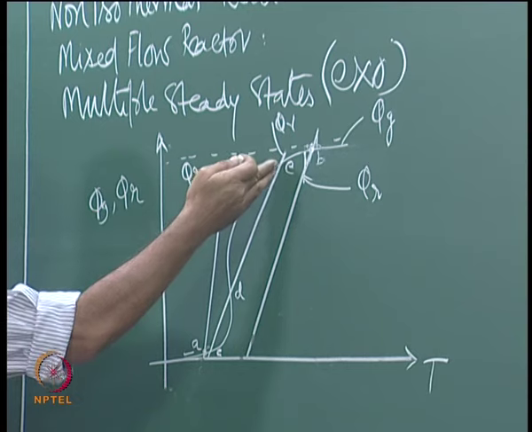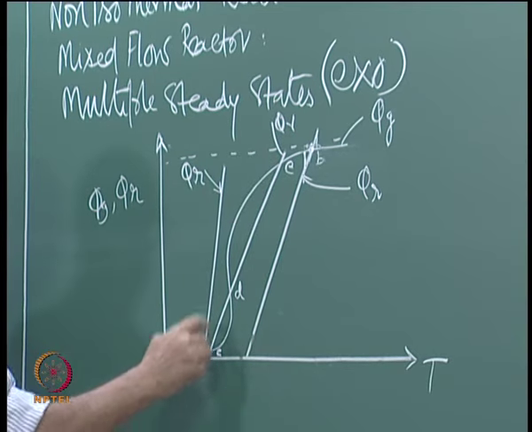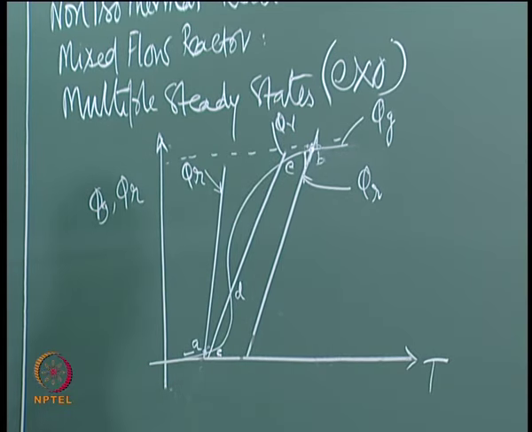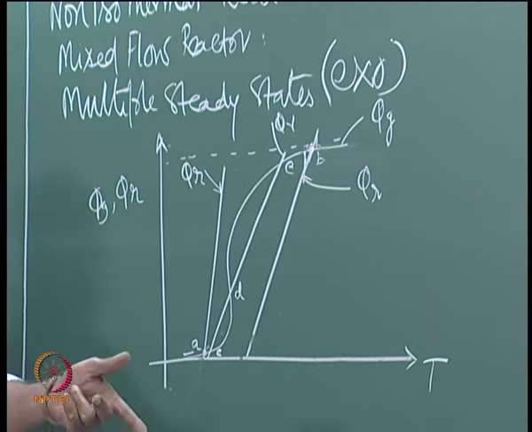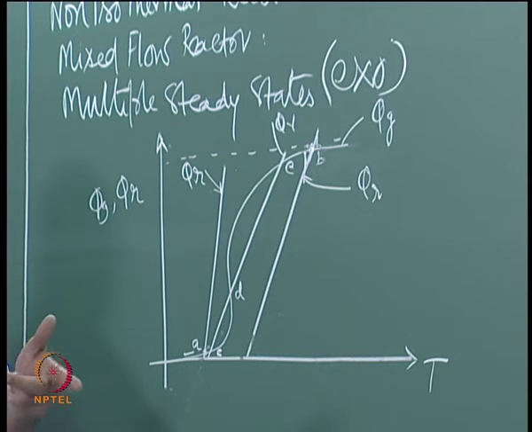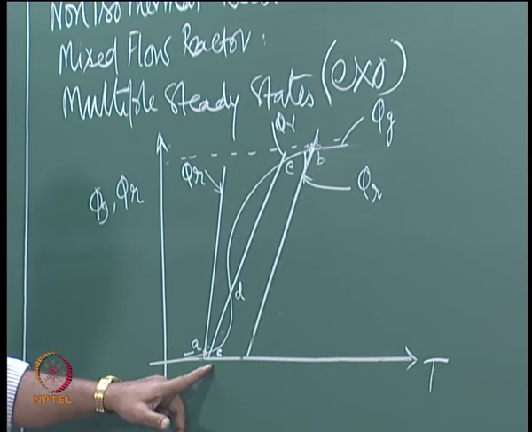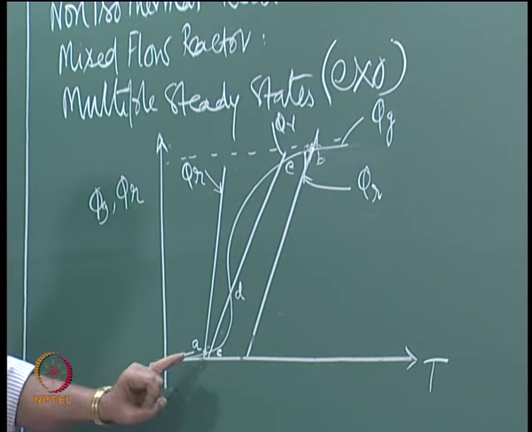Now, when I have this kind of situation, we have three points here. Just try to find out what is happening at C. The same argument applies. When the temperature moves this way, heat generation will be more, but heat removal is much more than heat generated. So again it will come back. That means there is no difference between A and C.